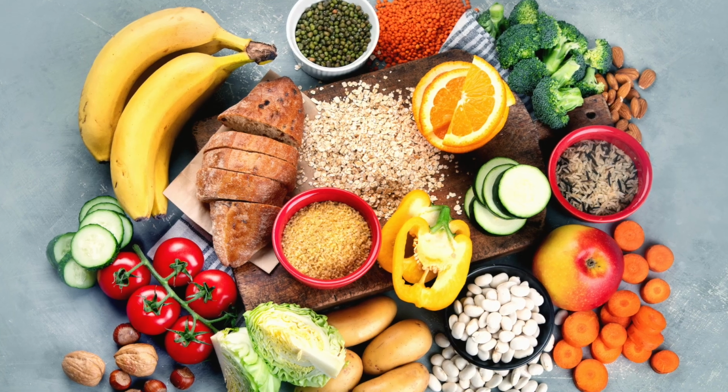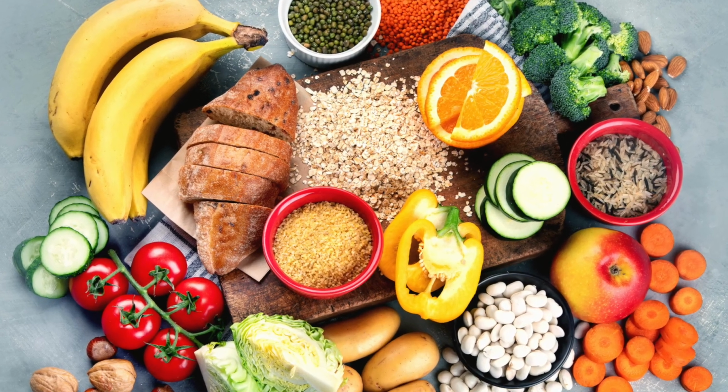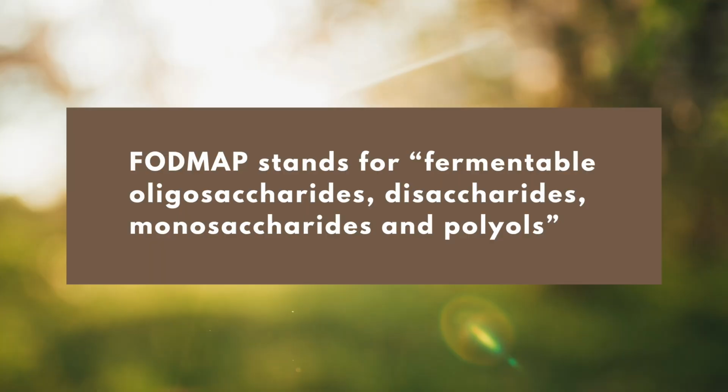With SIBO, some of the most common food triggers are from different forms of carbohydrates. The biggest category of carbohydrates that are triggers in SIBO are high FODMAP foods. FODMAPs stand for fermentable oligosaccharides, disaccharides, monosaccharides, and polyols. These different sugars and carbohydrates provide fuel for the bacteria that then lead to symptoms. Here's a list of some common high FODMAP foods and low FODMAP foods.